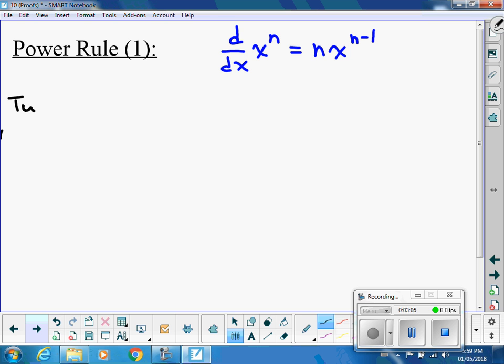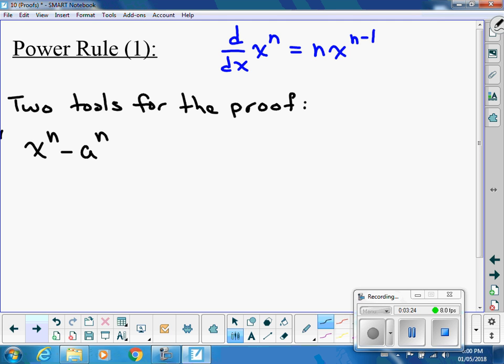Two rules. Proof. The first one, and we mentioned this a while ago when we were talking briefly about difference of cubes: if I have a difference of any kind of powers, one of those factors is x minus a. What I get as my other factor is just a sequence of descending and ascending powers.